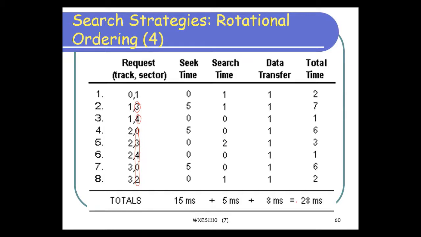So we reduce the time from 36 to 28 millisecond. So it is reduced significantly. So this is the scheduling of rotational delay. This means that it serves the lower order of the sector, meaning within the same track, the lower order of the sector first.